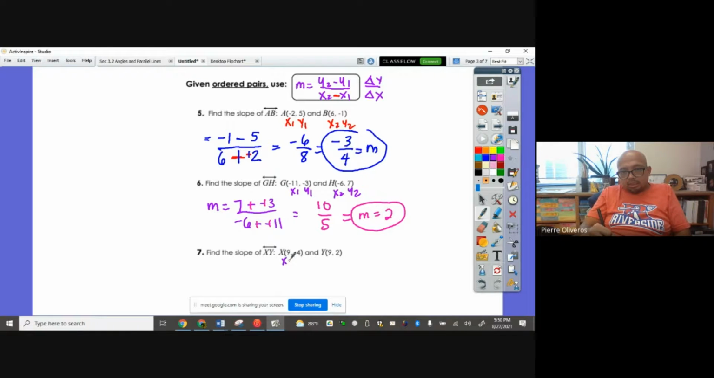Next, number 7. So we know this is the x sub 1, y sub 1, x sub 2, y sub 2. Applying the formula here, m is equal to y sub 2 is 2 minus -4 over 9 minus 9. Keep change. A minus of a subtraction will be a plus. Subtract a negative, it will be a plus. 6 over 9 minus 9 is 0. Any number divided by 0 will be undefined.